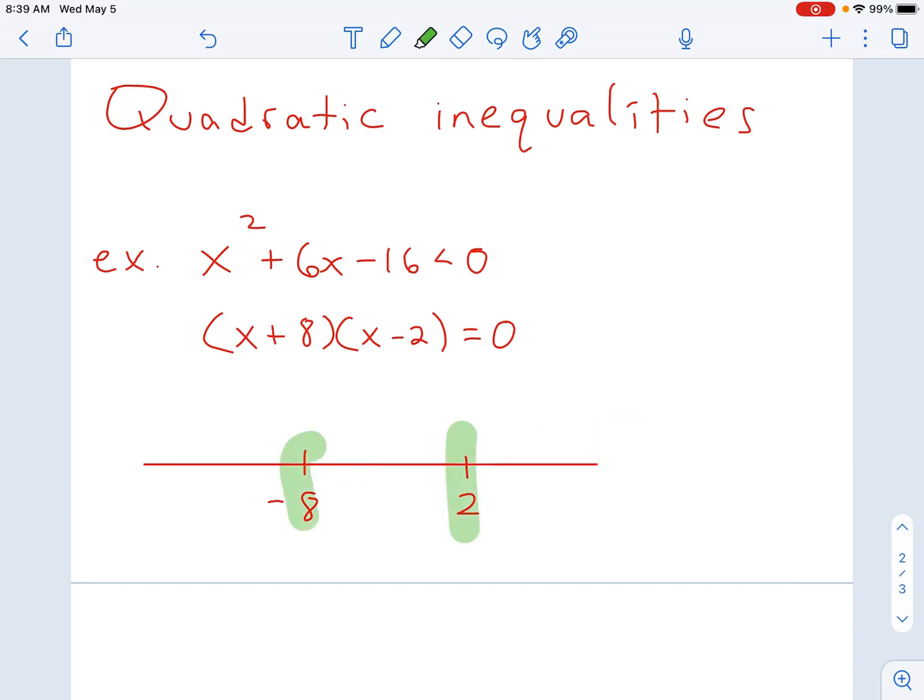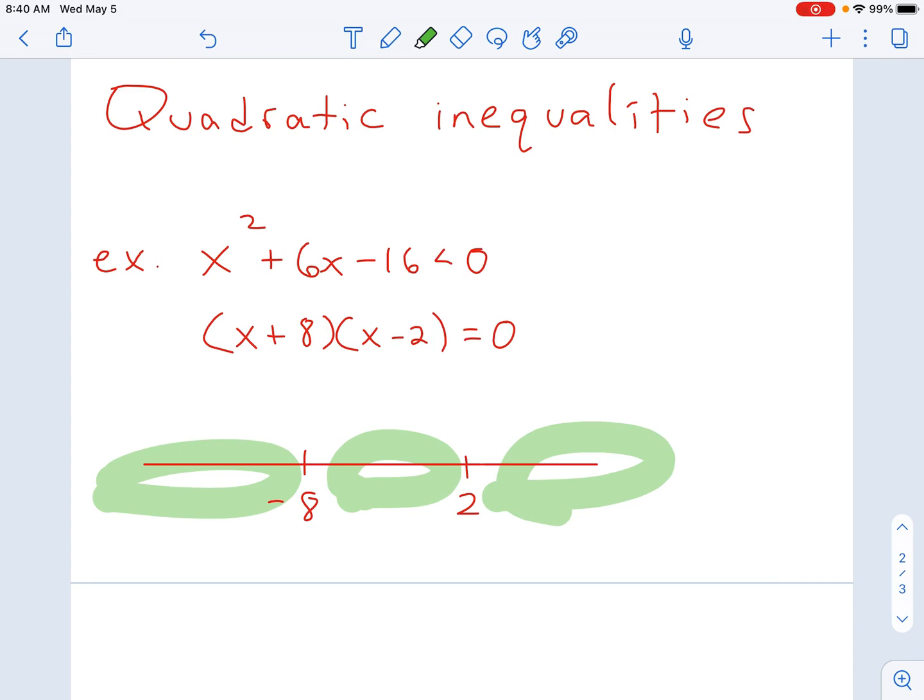And since these are my 2 boundary points, I'm going to test each region to see if numbers in here, here, or here make this a true statement, which of course is the same as this statement. So I'm going to see if they make it true or false.